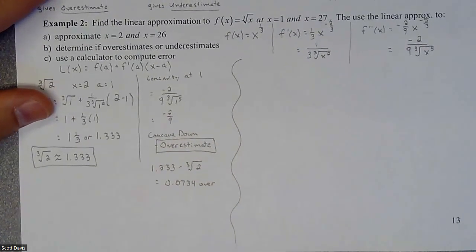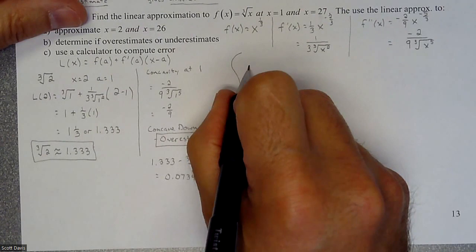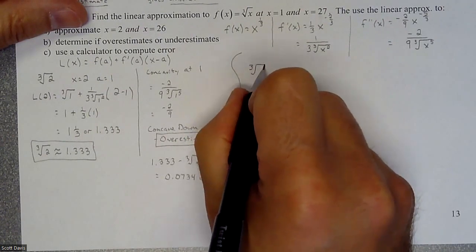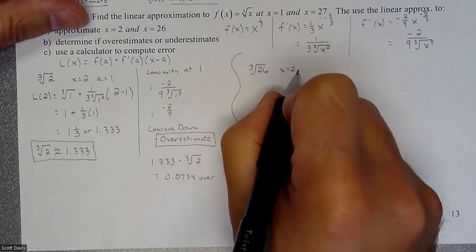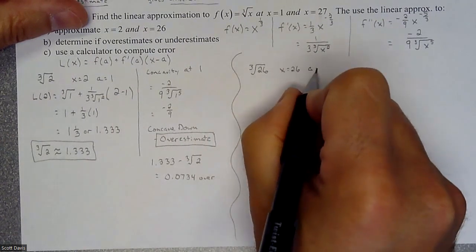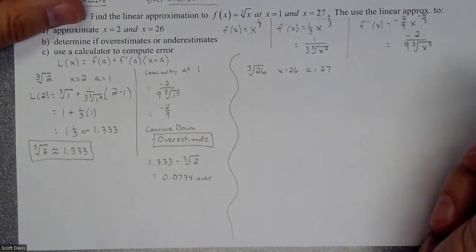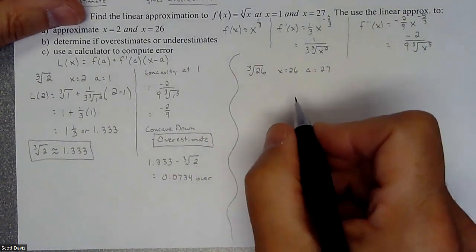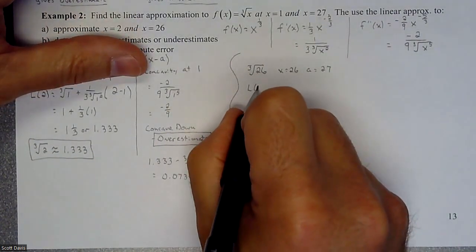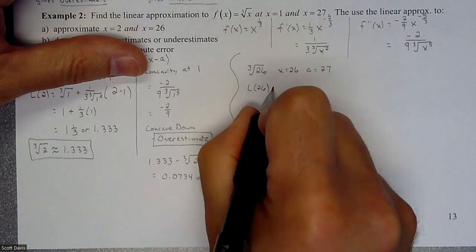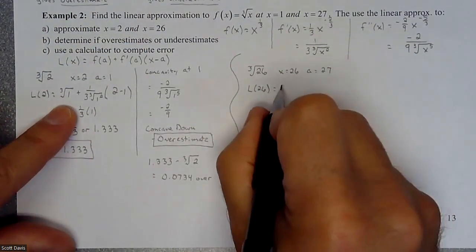So let's do one more, all the same steps. This time we're going to be figuring out what's the cube root of 26. So our x value is 26. Our nice value, our perfect cube that's close to it, is 27. We're going to do the exact same step. So we're going to be doing the linear approximation of 26. It's going to be us plugging 27 in. So it's going to look just like this.